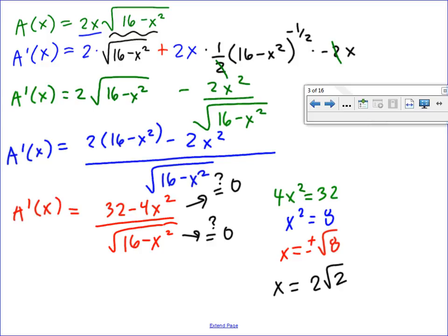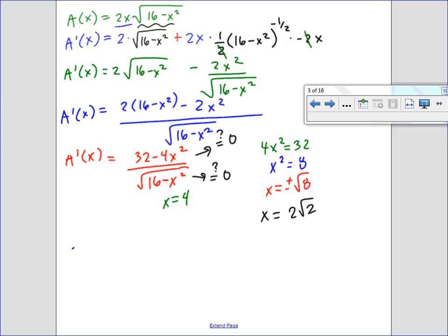Are there any values of x for which the denominator equals 0? Yes, if x equals plus or minus 4. With the restricted domain, we'll only take the 4, and that happens to be an endpoint of my interval. So it looks like I can get away with the number line with the sole critical value, 2 root 2. You guys agree? Let's go ahead and construct a number line for A prime then.